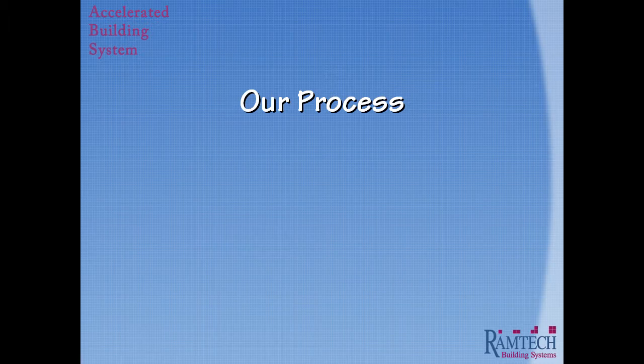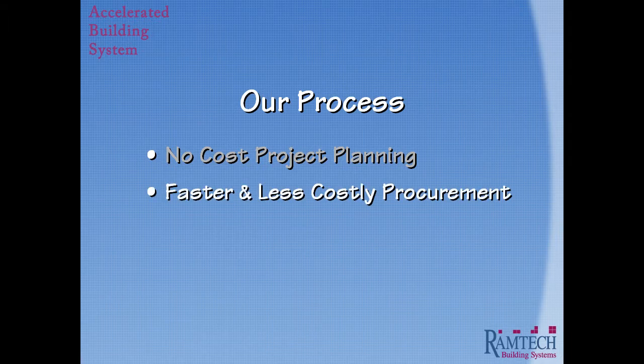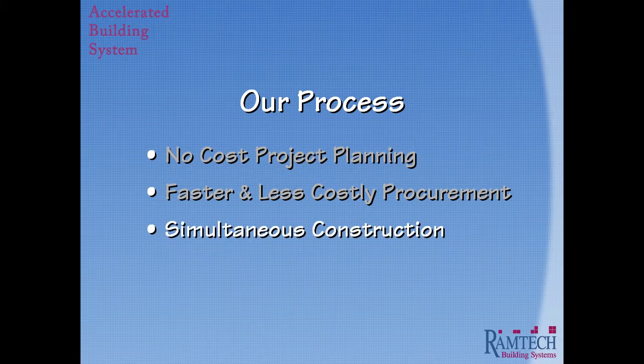The Accelerated Building System brings together three primary areas which help define our process and make it so attractive for using it for school construction projects. First, we start with our no-cost project planning. Then we provide you with a faster, less costly approach to procurement. And finally, we implement a simultaneous construction approach to execute the work. Together, this all yields a faster, more efficient construction project.